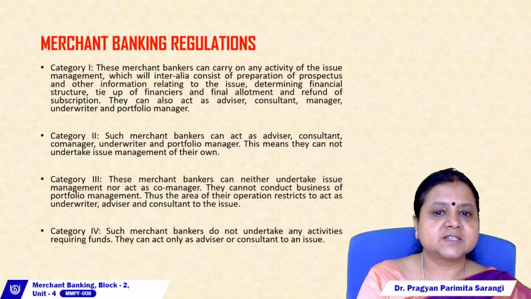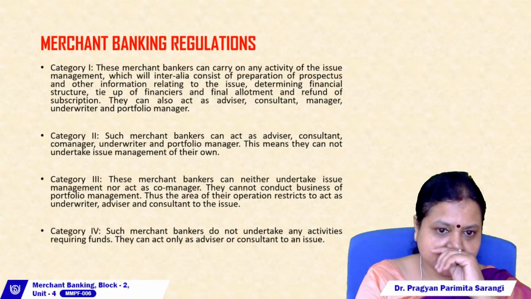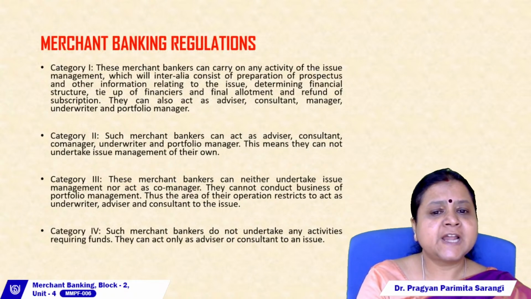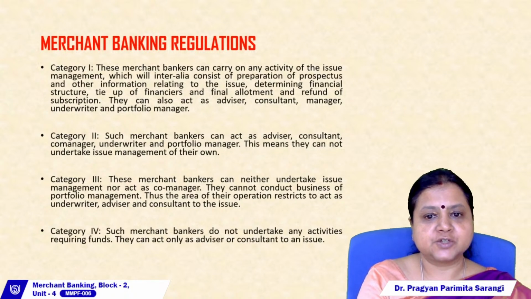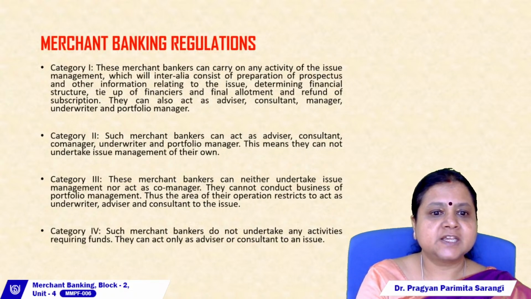They can also act as advisor, consultant, manager, underwriter, and a portfolio manager. Now category 2 can be merchant bankers who can act as advisor, consultant, co-manager, underwriter, and portfolio manager. That means they cannot undertake issue management of their own. Whereas category 1 persons can take all the decisions related to the issue management.